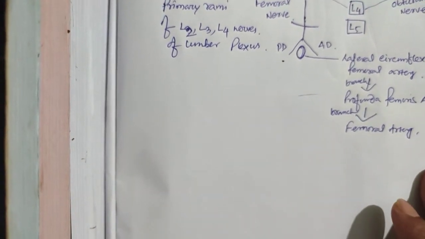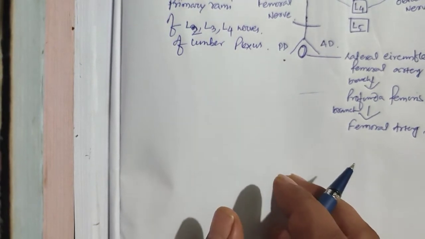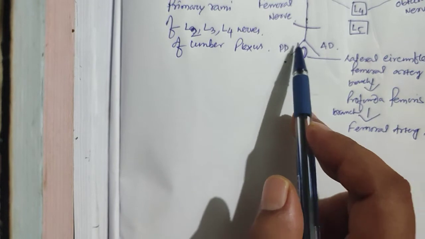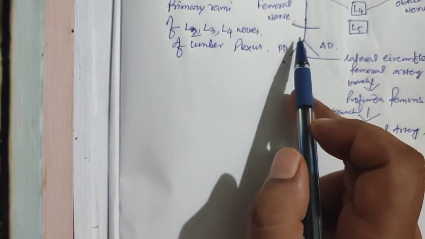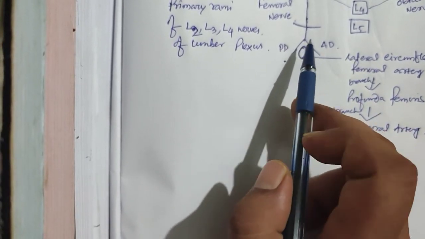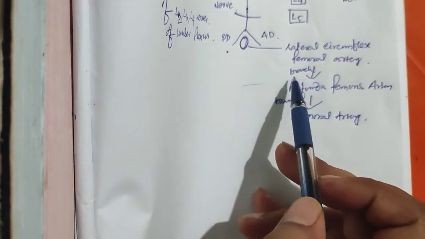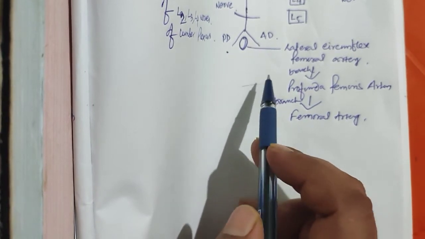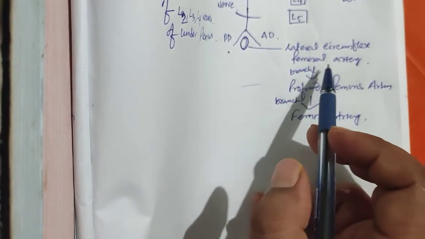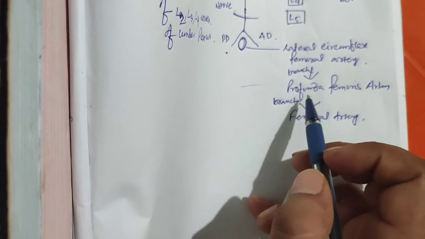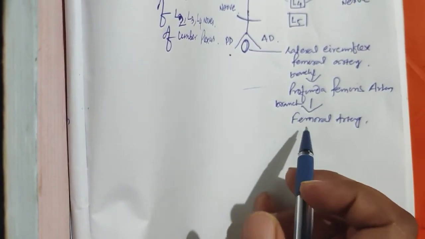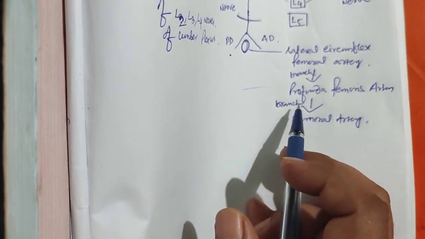So here it is divided 2 centimeter below the inguinal ligament, and it is divided by the lateral circumflex femoral artery into two parts, the posterior division and the anterior division. The lateral circumflex femoral artery is a branch of the profunda femoris artery, which is a branch of the femoral artery.